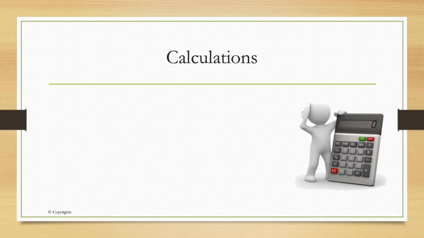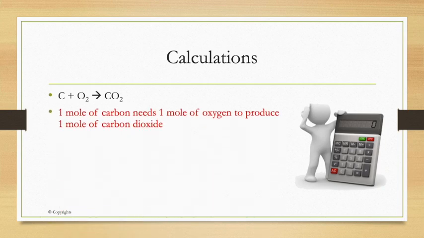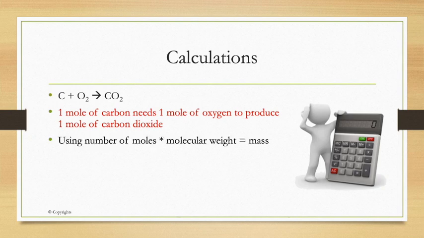Now let's start our calculations. Our first formula is carbon plus oxygen gives us carbon dioxide. As you can see here, 1 mole of carbon needs 1 mole of oxygen to produce 1 mole of carbon dioxide.